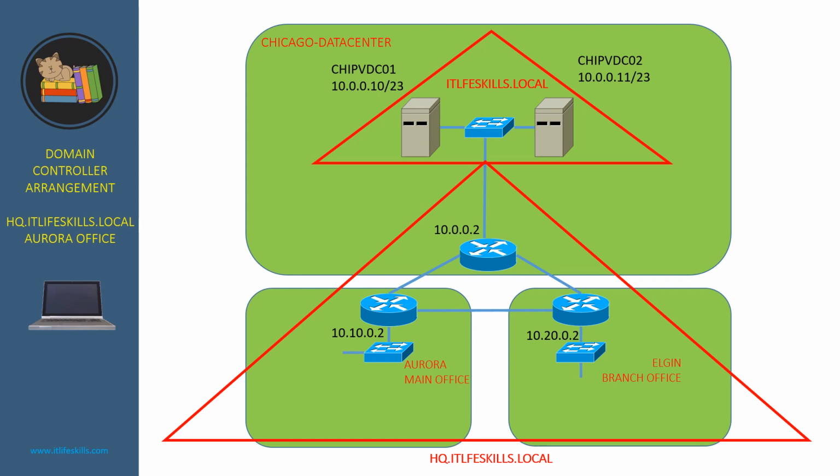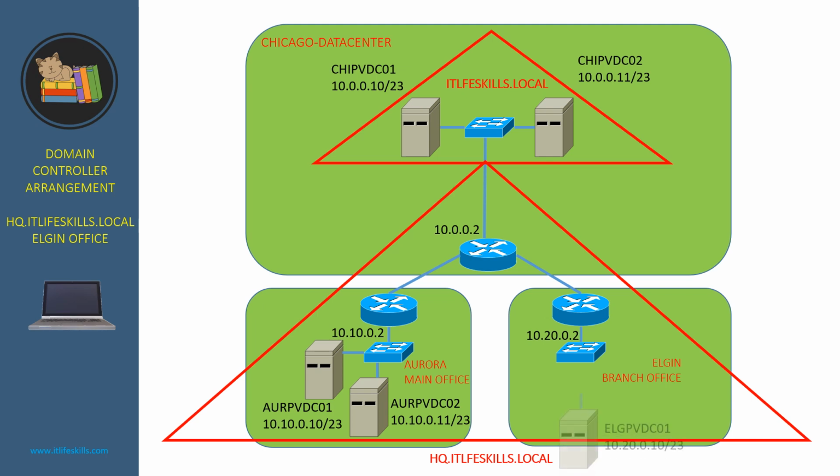For the domain controller arrangement in the hq.itlifeskills.local domain, we will work together to install the first domain controller, PVDC01, and it is your assignment to install the second domain controller, PVDC02, to increase the reliability of this main office. Because of the physical security concern in Elgin office, we only install one domain controller, ELGPVDC01, and it is the read-only domain controller.